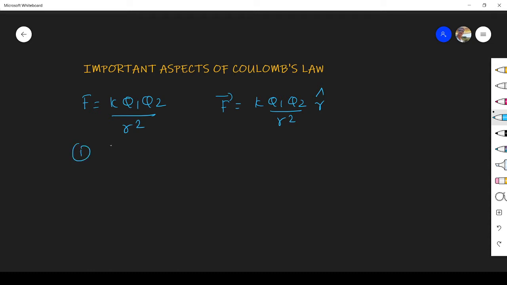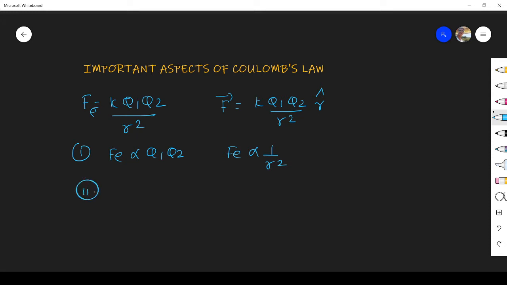The first thing is we know that F is nothing but electrostatic force. So Fe is directly proportional to Q1 Q2, that's what we know. And Fe is inversely proportional to R square. R is nothing but the distance between the two charges Q1 and Q2. This is the first thing we learn from Coulomb's law.